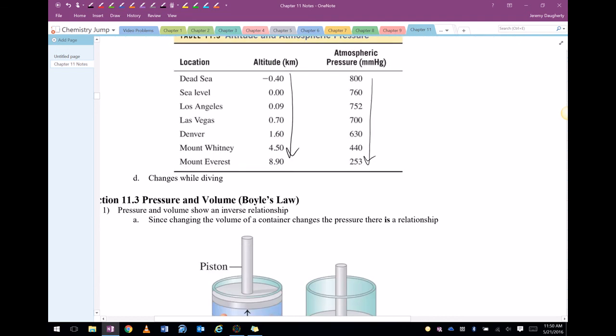So it changes while diving as well. Here's the ocean. Now there's already 1 atmosphere of pressure. So here's somebody diving. Now this person has all sorts of molecules on them. Let's say they go 10 meters deep. That's another atmosphere. So that diver is experiencing 2 atmospheres of pressure: 1 atmosphere from the gas and 1 atmosphere from the water.